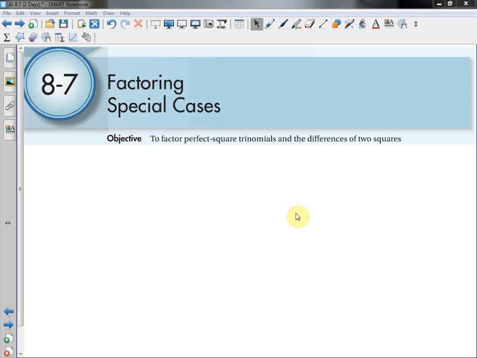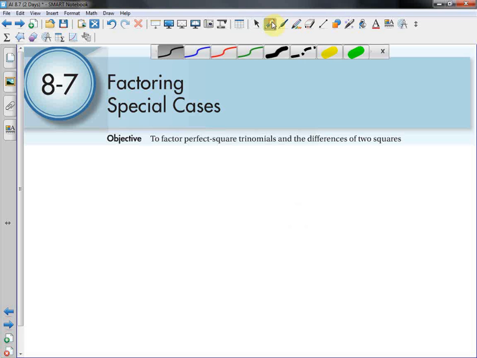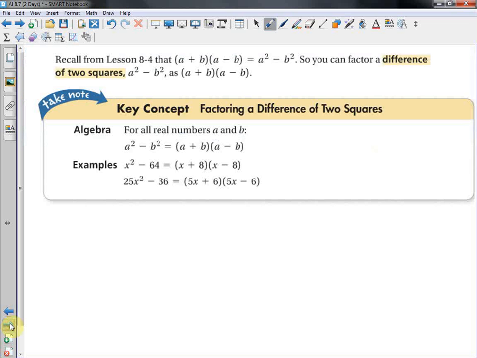Today we're going over lesson 8-7, and this is part 2. Today we're covering the difference of two squares. Last time we covered factoring perfect square trinomials. Today we're doing the difference of two squares. All right, so let's get into it.